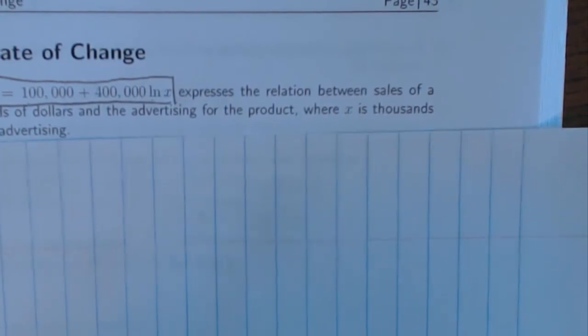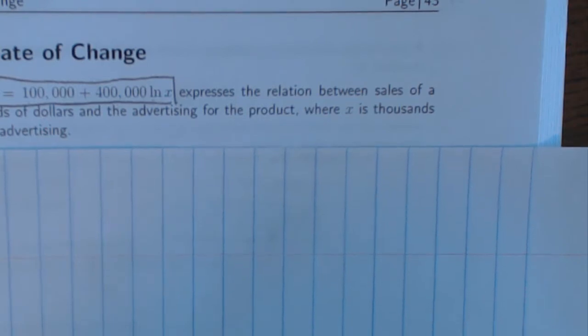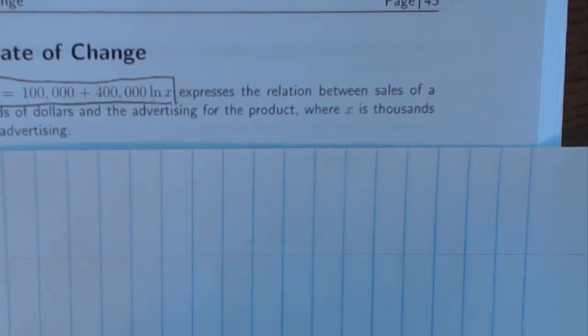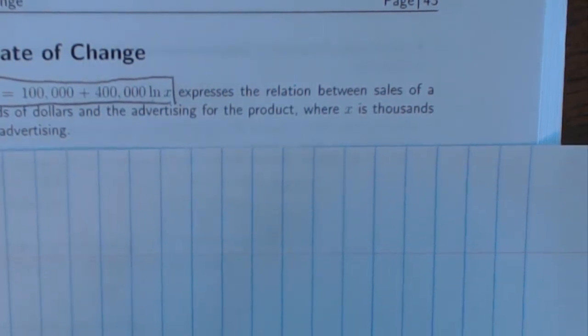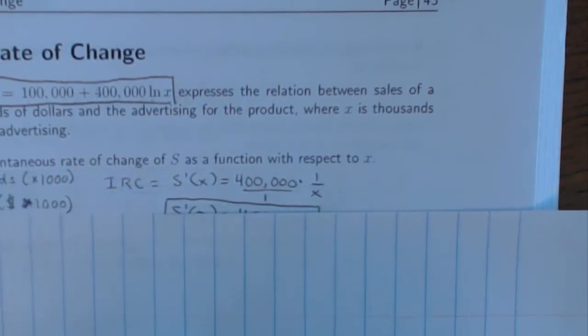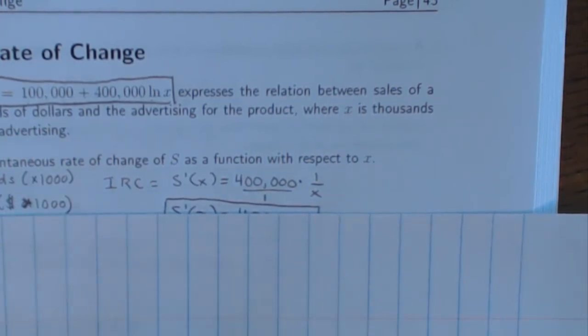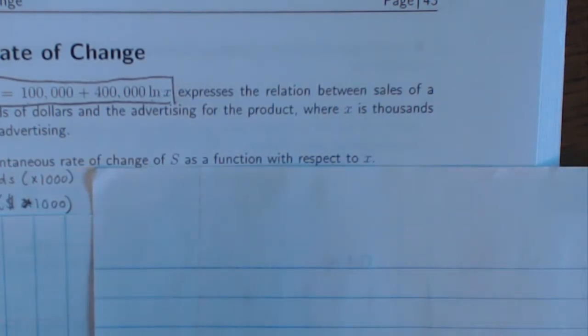Okay, so this is number 1 in your lab manual. It says the function S of x equals 100,000 plus 400,000 times the natural log of x expresses the relationship between sales of a product in thousands of dollars and the advertising for the product, where X is thousands of dollars spent on advertising. So the first thing that I should do is write down what the X and Y stand for, the input and the output. And that's what I did right here: let X equal the money spent on ads, in thousands of dollars.